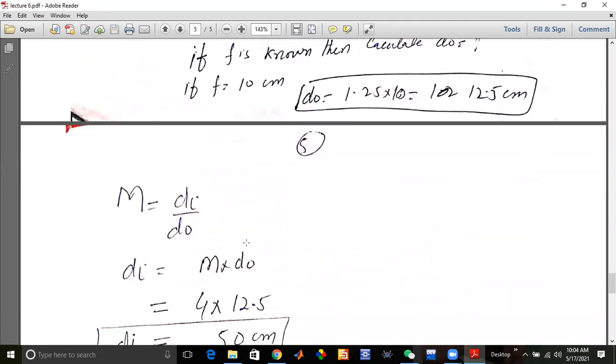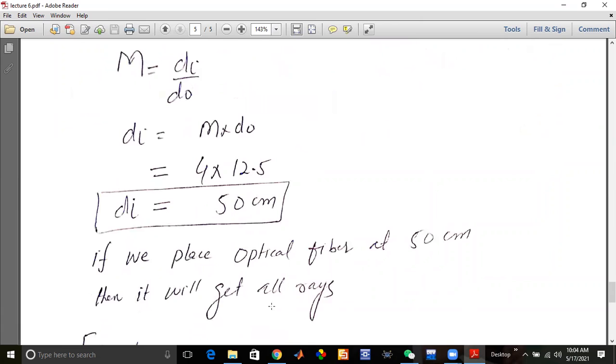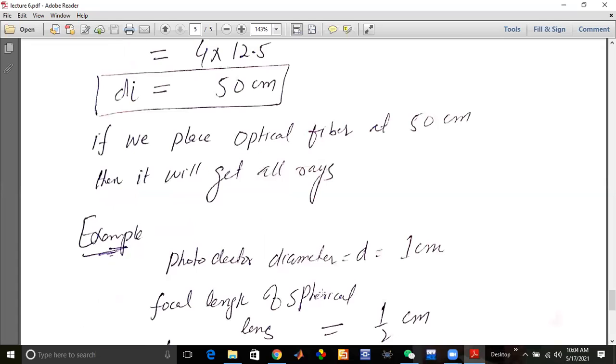Here you know that m is equal to di by d naught also from this equation. So di is equal to m times d naught. So 4 into 12.5, it means this is 50 centimeter. If we place the optical fiber at 50 centimeter, then we will get these rays.